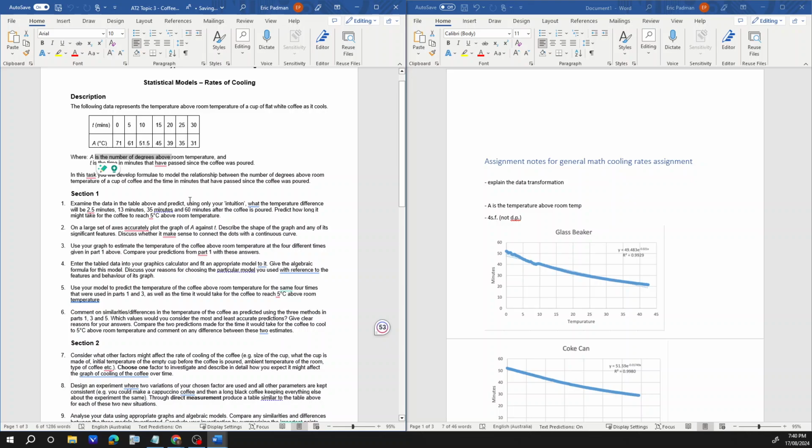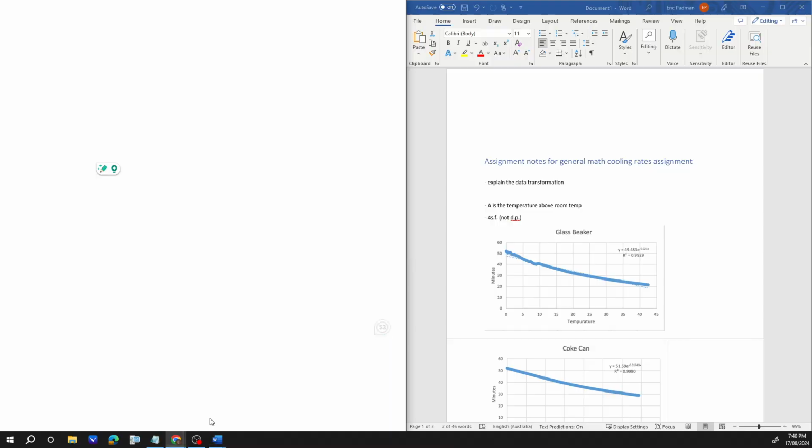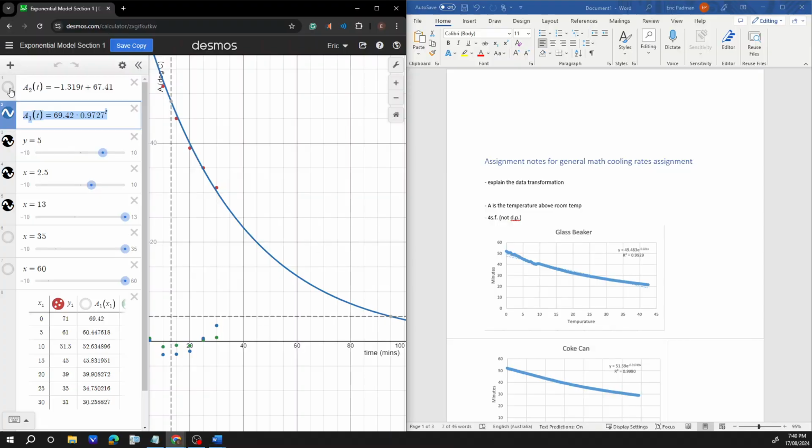Okay, so the argument that I've been seeing is that you can't use a linear model, because linear models go down in a linear pattern and they'll go down to zero. So if I look at, for example, this one, yep, there it is. If I turn on my linear model, you can see this one goes down to 0, and then it goes past 0. Okay, so that's not realistic, is it?